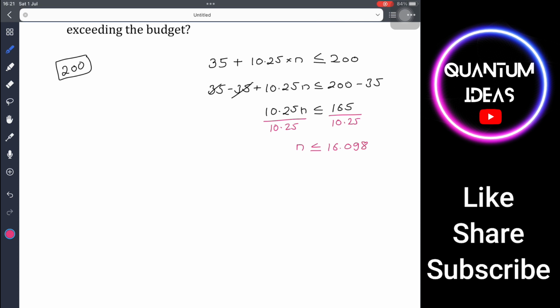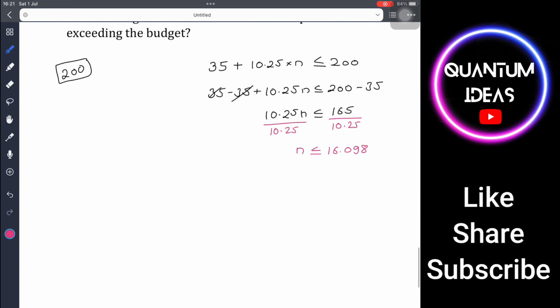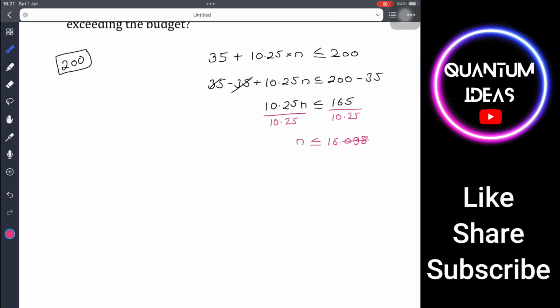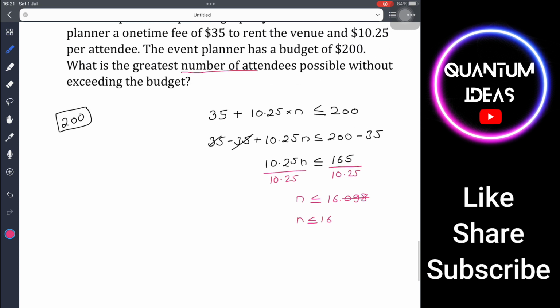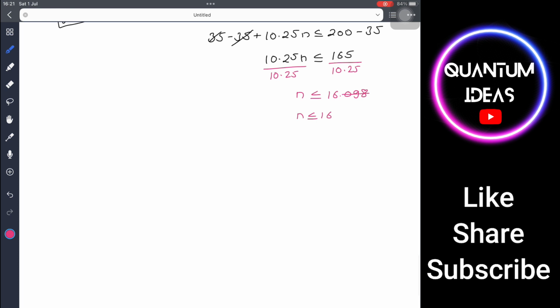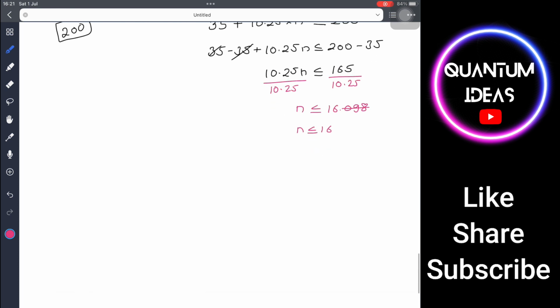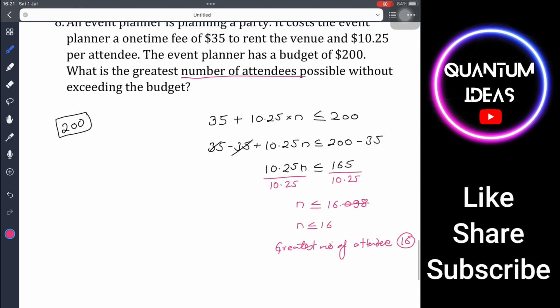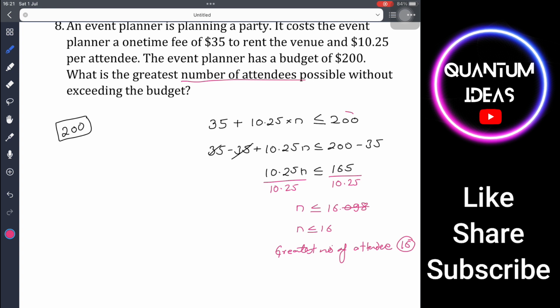If you divide by 10.25 on the calculator, you will get around 16.098. Since we are talking about the number of people, you can ignore the decimal part. So n is less than or equal to 16 attendees. These are the number of attendees, and n is less than or equal to 16. So this is the greatest number of attendees, and our answer is 16. So without exceeding the budget, a maximum of 16 people can attend the given party.